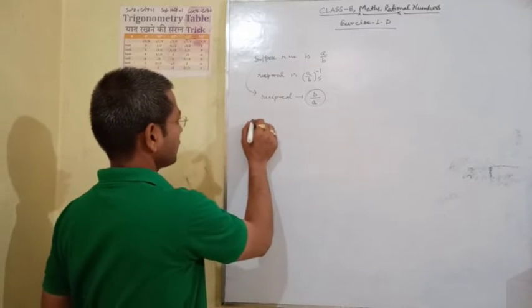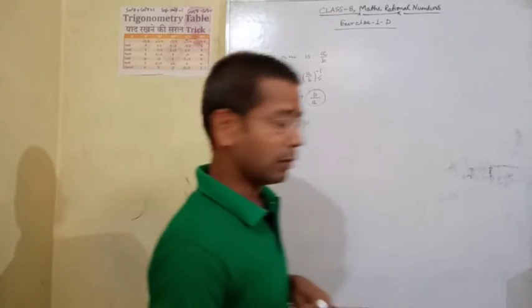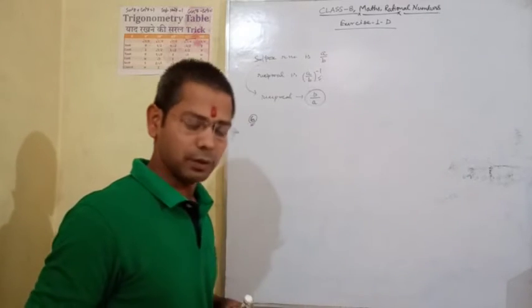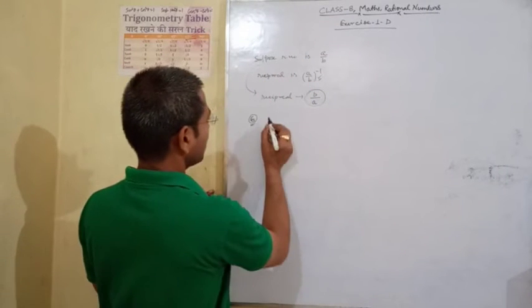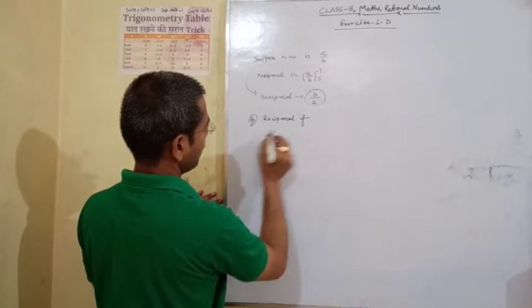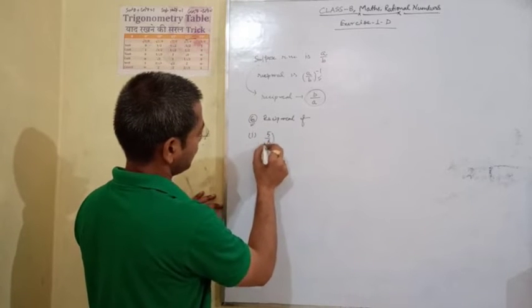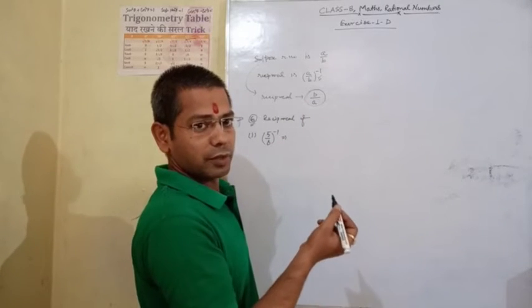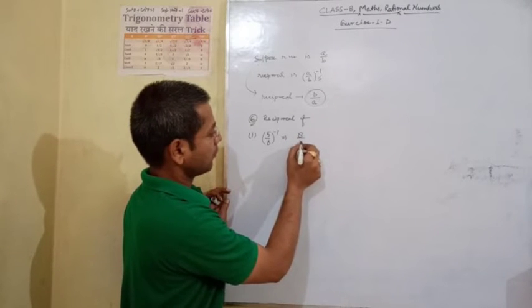Our next question 6 is based on the same property. So we will discuss the sixth question now. The first part is 5 upon 8. We have to find the reciprocal of 5 upon 8 to the power minus 1. It is very simple. We have to interchange the position of the numerator and denominator: 8 upon 5.